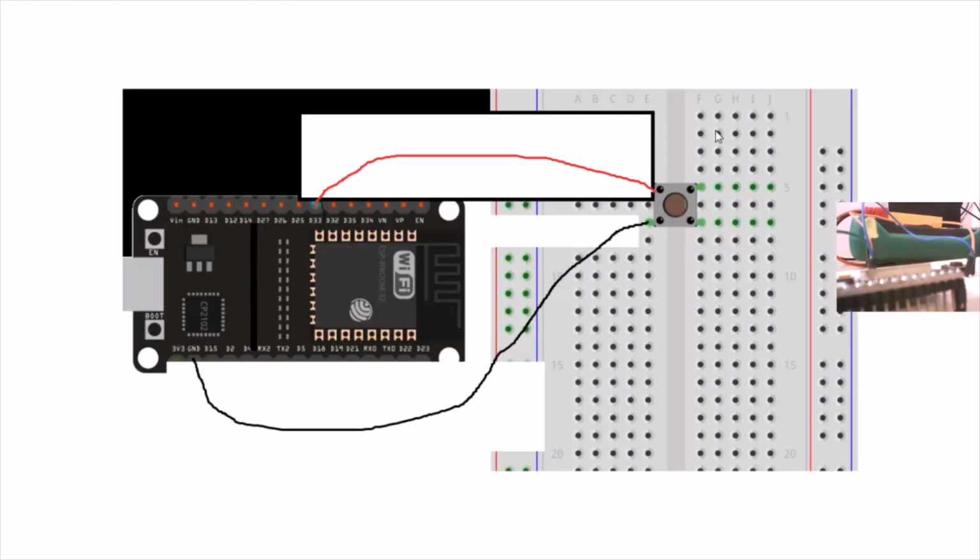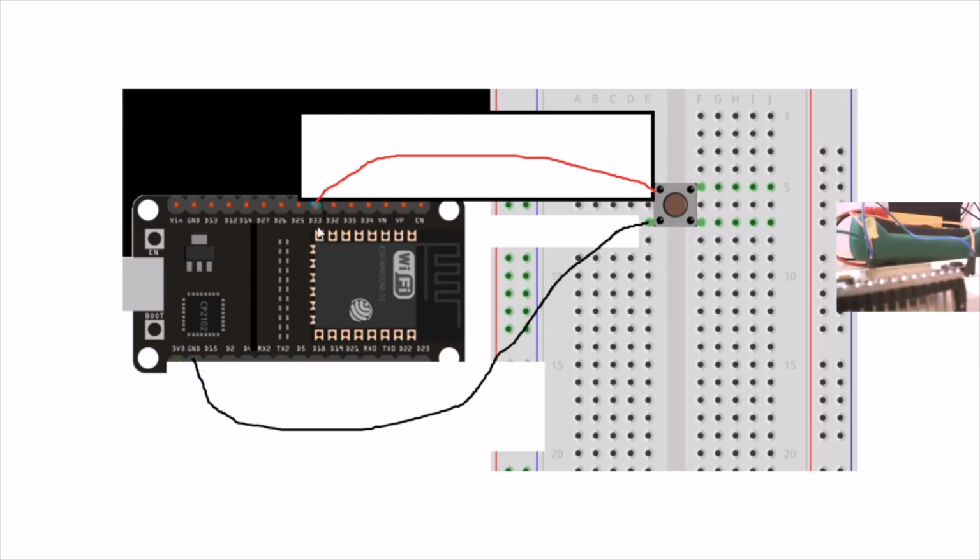Now just take a look at this image. Here you can see I'm going to use one push button with the ESP32. I have taken one wire and connected the 33rd pin of the ESP32 to one end of the push button, and the other end of the push button I'm just going to connect to ground. So that's it. It is very simple, isn't it?